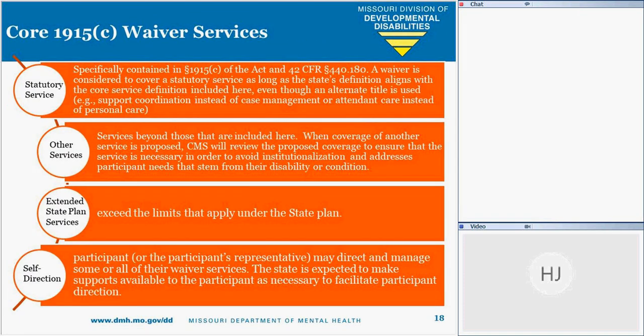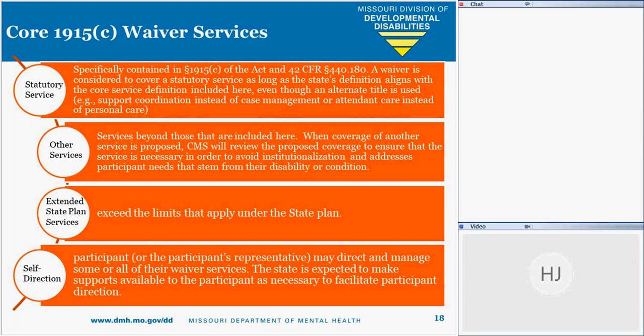Okay, as mentioned earlier, there are four different types of services that we can provide: statutory, other services, extended state plan, and self-direction. So we'll quickly go through those. Statutory services are contained in the 1915(c) section of the Social Security Act, and those services are considered statutory as long as the state's definition aligns to that CMS service definition. You can use alternative titles. So, for example, personal care may be called attendant care or personal assistance, but it means the same thing, and that service definition is the same. But the title can slightly vary.